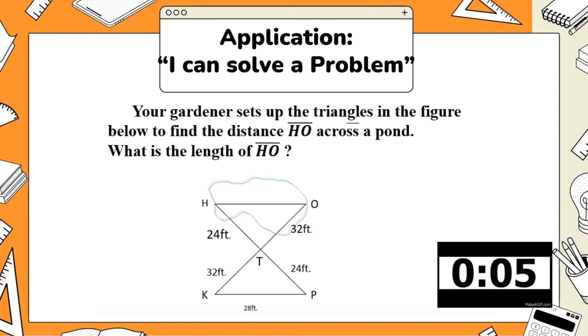Entitled, I Can Solve a Problem. And the problem is, your gardener set up the triangles in the figure below. You have to find the distance of HO across a pond. What is the length of segment HO? You only have 5 seconds to answer this question. And timer starts now.